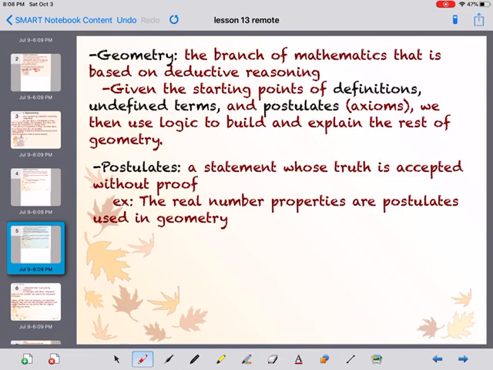All a postulate is something that we accept to be true without proving it. So, for example, real number properties that you've learned in the past, like commutative, associative, those are postulates. We don't need to prove them, we just accept them to be true.